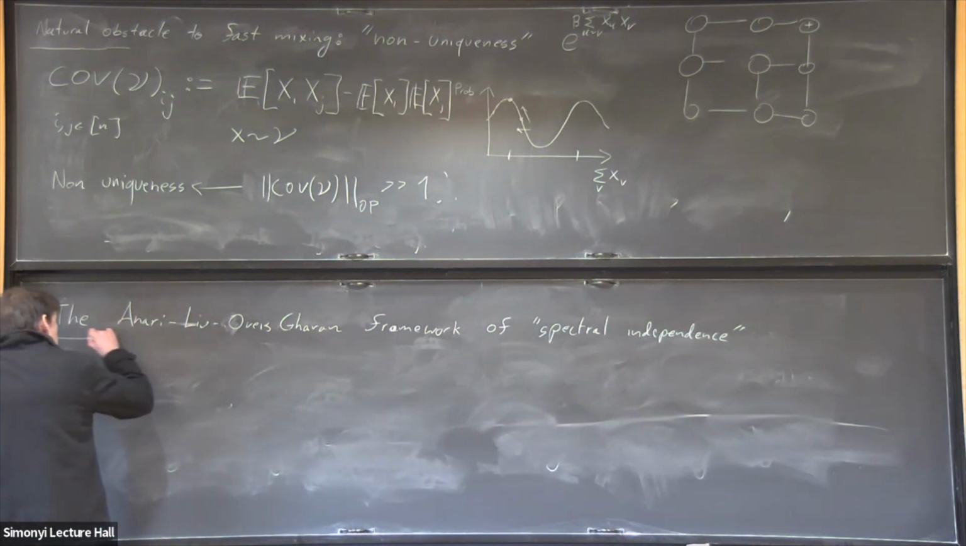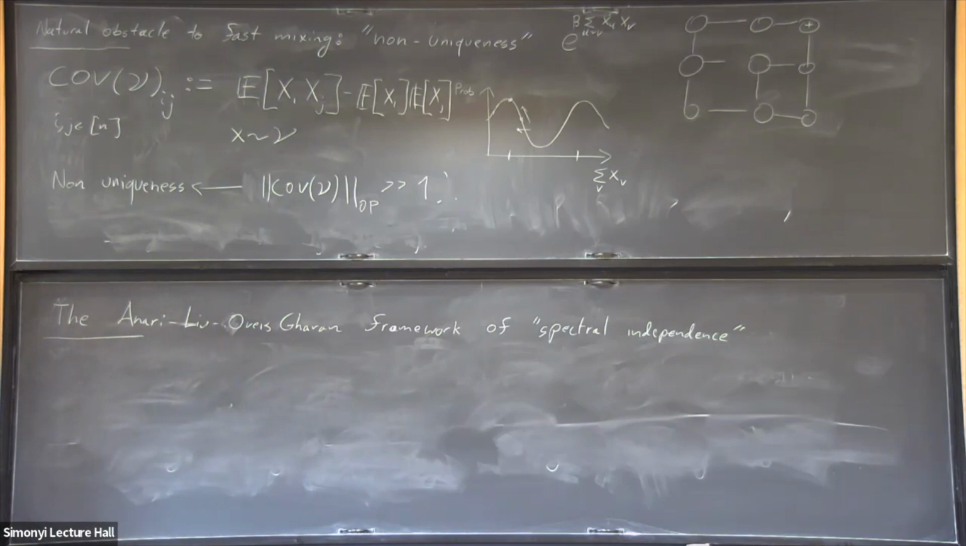The sufficient condition we're going to have is not only that it's small, but also that if we pin some of the sites, we condition on some of the sites to take some values, and look at the covariance matrix of what's remaining, we want that to be small also.